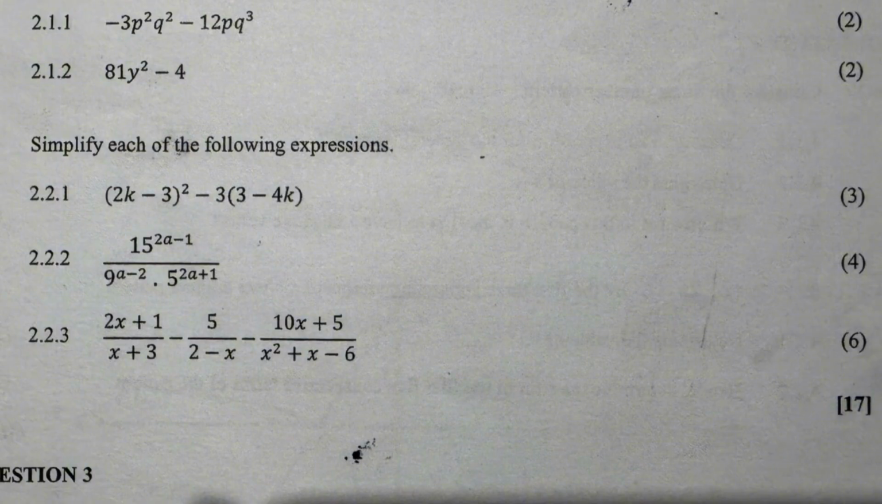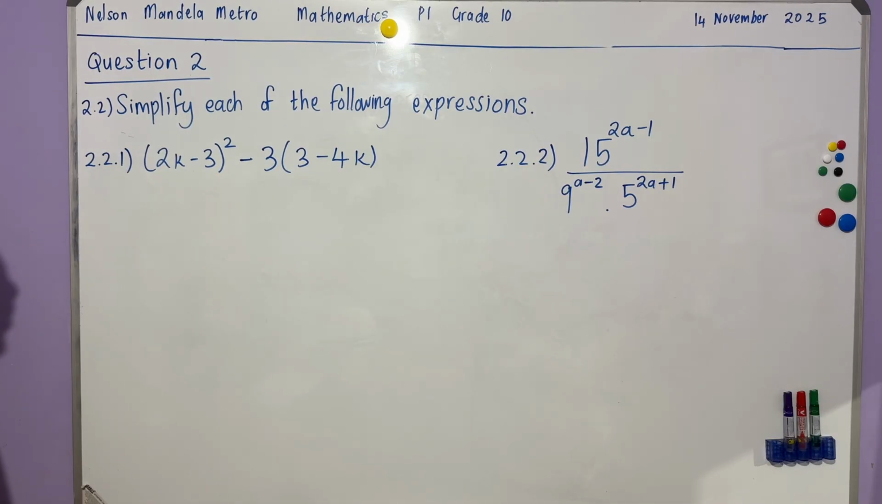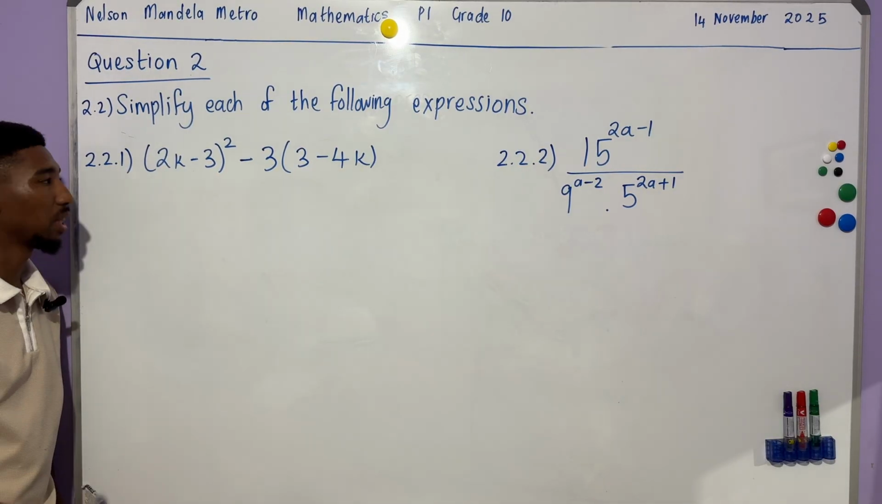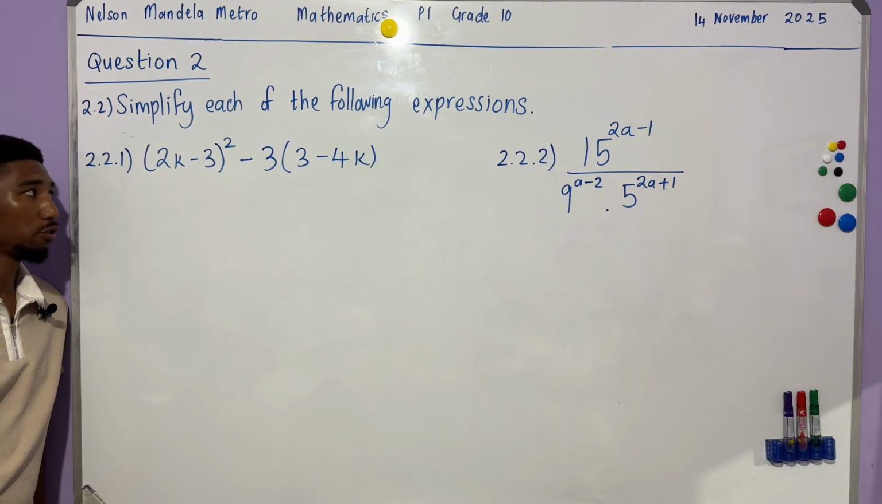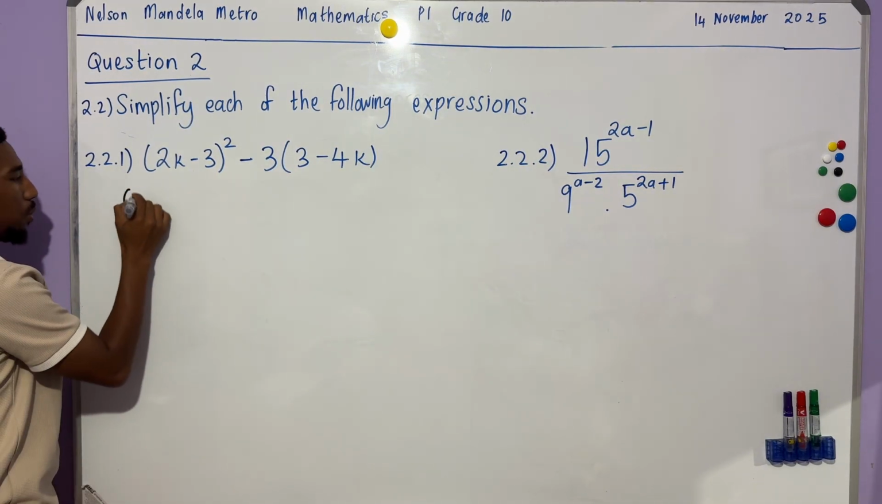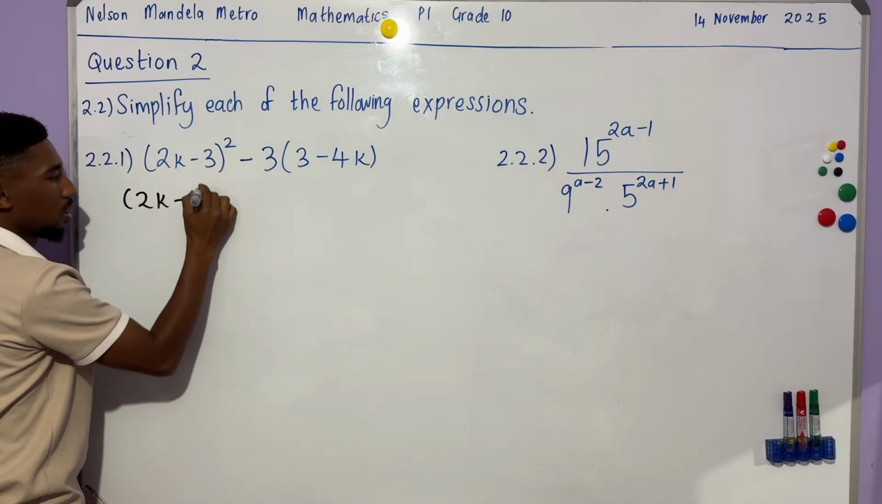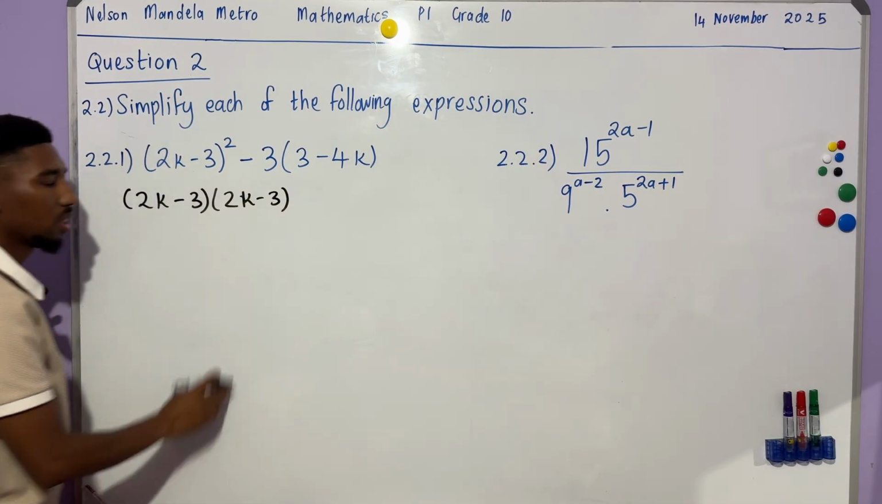2.2. Simplify each of the following expressions. Let's have a look at 2.2.1. We have 2k minus 3 in brackets squared minus 3 brackets 3 minus 4k. So we have this over here. The first thing we do is we duplicate those brackets. We have 2k minus 3, 2k minus 3.